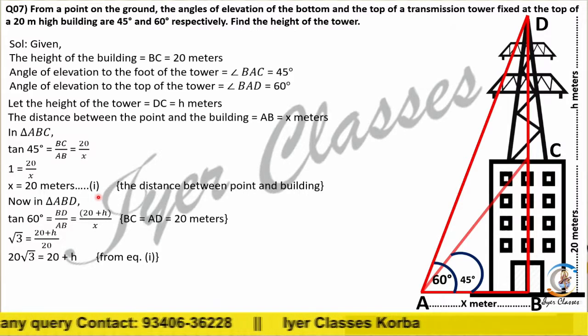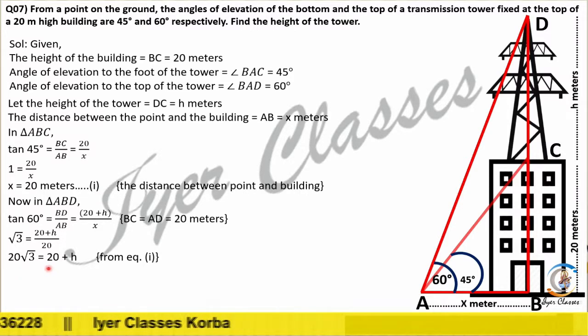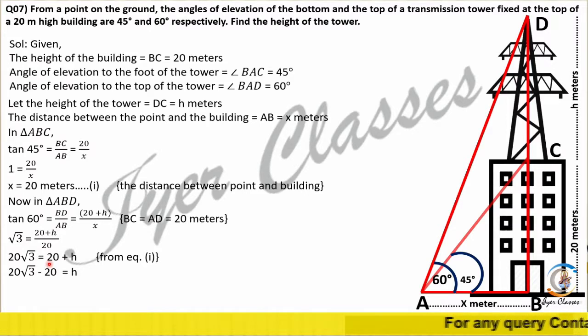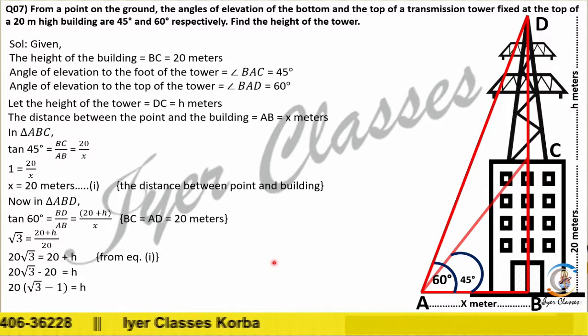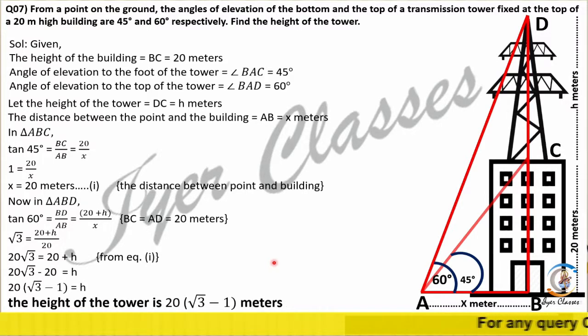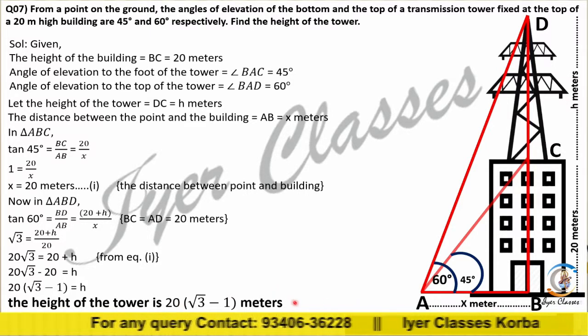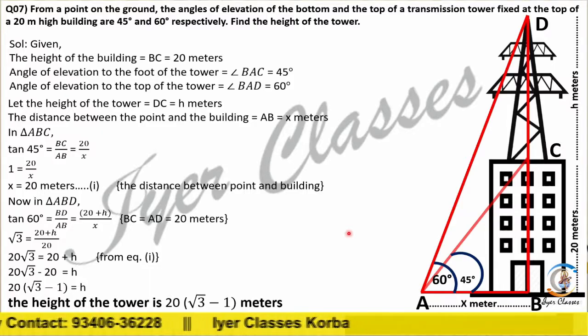You will get, on cross multiplication, 20 root 3 is equal to 20 plus H, or you can calculate H from it. So you can take out 20 common, root 3 minus 1 in the brackets, that is equal to H, right? So the height of the TV tower is equal to 20 into root 3 minus 1 meters. Done.